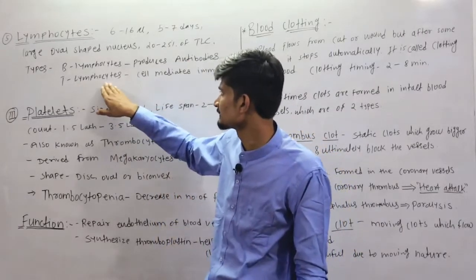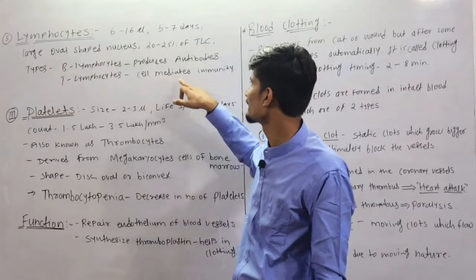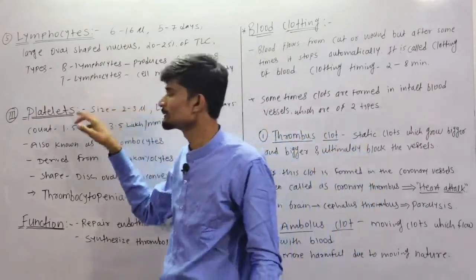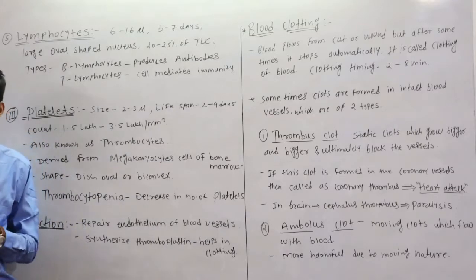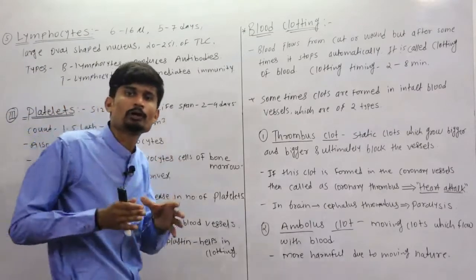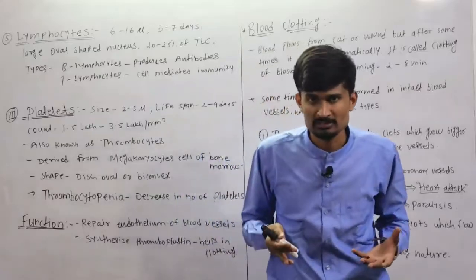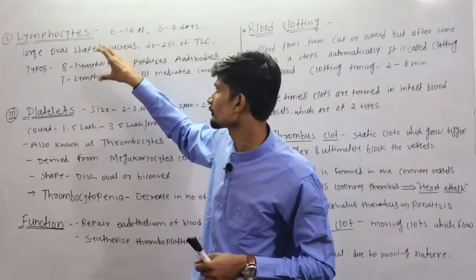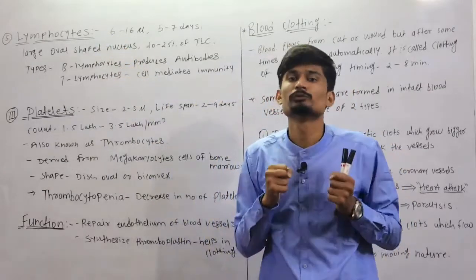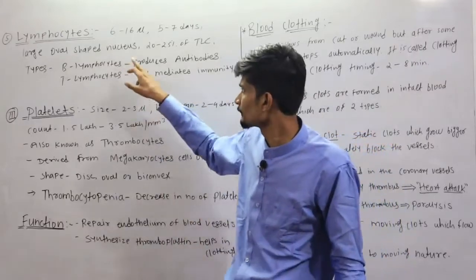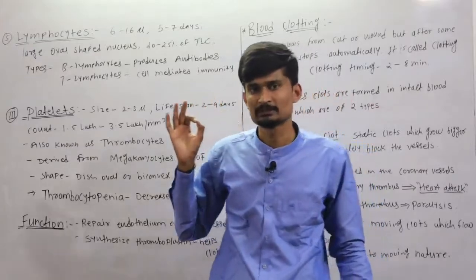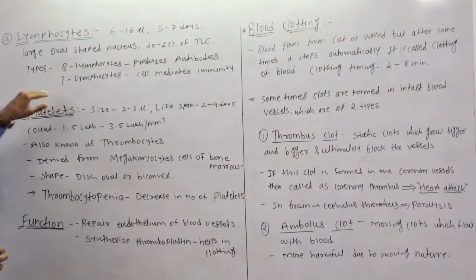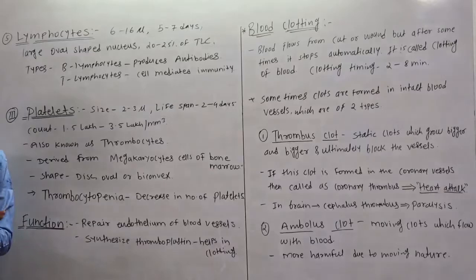Then T lymphocytes provide cell mediated immunity. These T lymphocytes again have different types, that is the killer T cell and helper T cells, which kill the foreign body, maybe the bacteria and the viruses. So these lymphocytes are basically involved in the immune system. Okay students, so production of antibody is the function of B lymphocytes. So here we completed the WBC, that is white blood cell or the leukocyte.